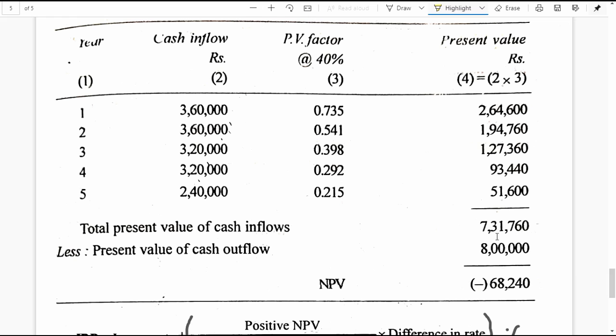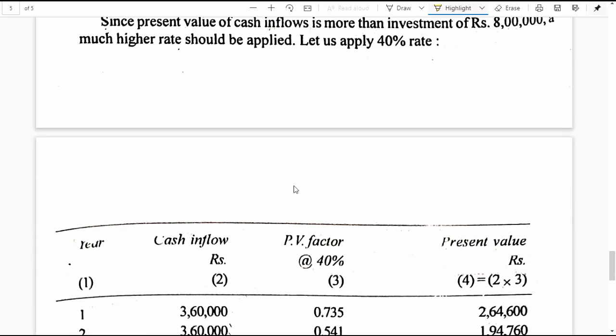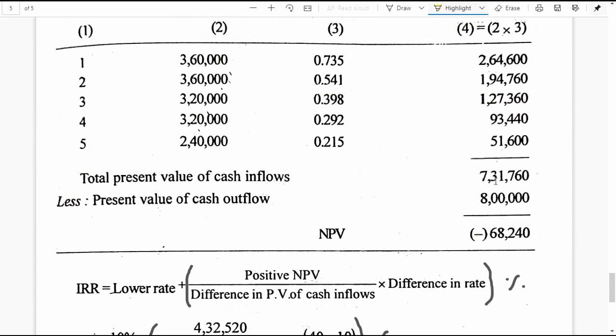Now we are ready for computation of the IRR. Why do I say so? At 10%, when we calculated the total present value of cash inflows, it came to 12,32,520. Now at 40%, when we calculated the present value of cash inflows, it has come to 7,31,760. Therefore, one value is higher than 8 lakhs and the other value is lesser than 8 lakhs. So we are ready for computation of IRR. Now, if you subtract the investment on the project, 8 lakh rupees, from the total present value of cash inflows at 40%, which comes to 7,31,760, you get a negative NPV of 68,240.